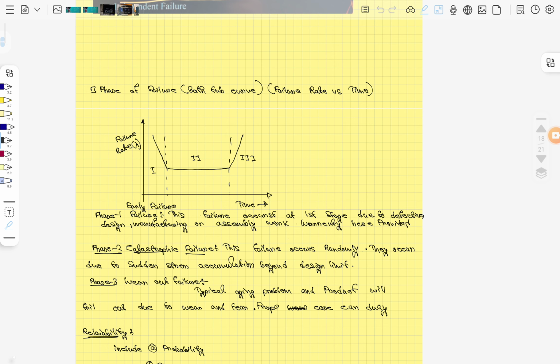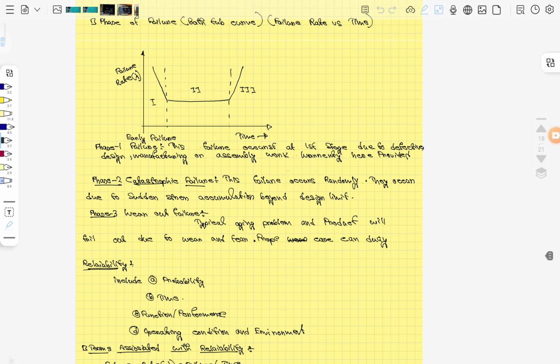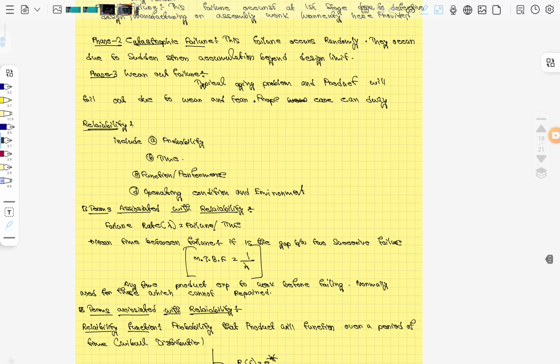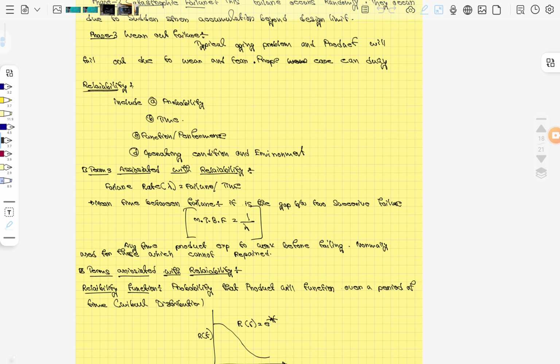Phase 1 occurs in the first stage of the failure due to defects in design, manufacturing, assembly of the work. Phase 2 is catastrophic failure, where failure occurs randomly. They occur due to sudden stress and accumulation. And phase 3 is wear out failure. Typically the product line will fail out of wear. Reliability is the probability, time, function, performance, and operating condition of the environment terms associated with a failure condition rate.